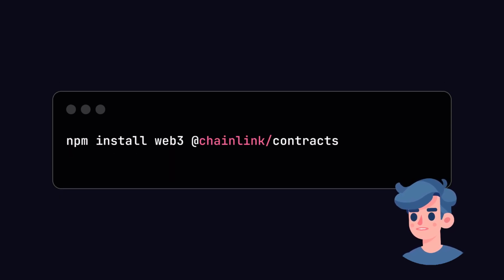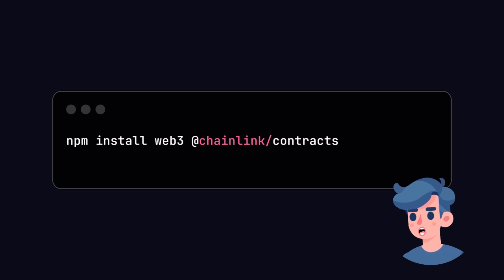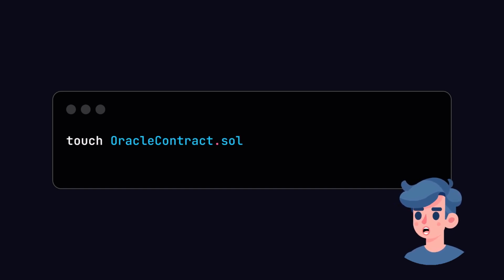Now that our project is set up, let's install the Chainlink libraries we need. We will be using web3.js to interact with the Ethereum blockchain and Chainlink contracts. Run the following command in your terminal. Now let's dive into coding. We will create a basic smart contract that will request data from a Chainlink oracle. First, we need to set up a Solidity file. Create a new file called oraclecontract.sol.